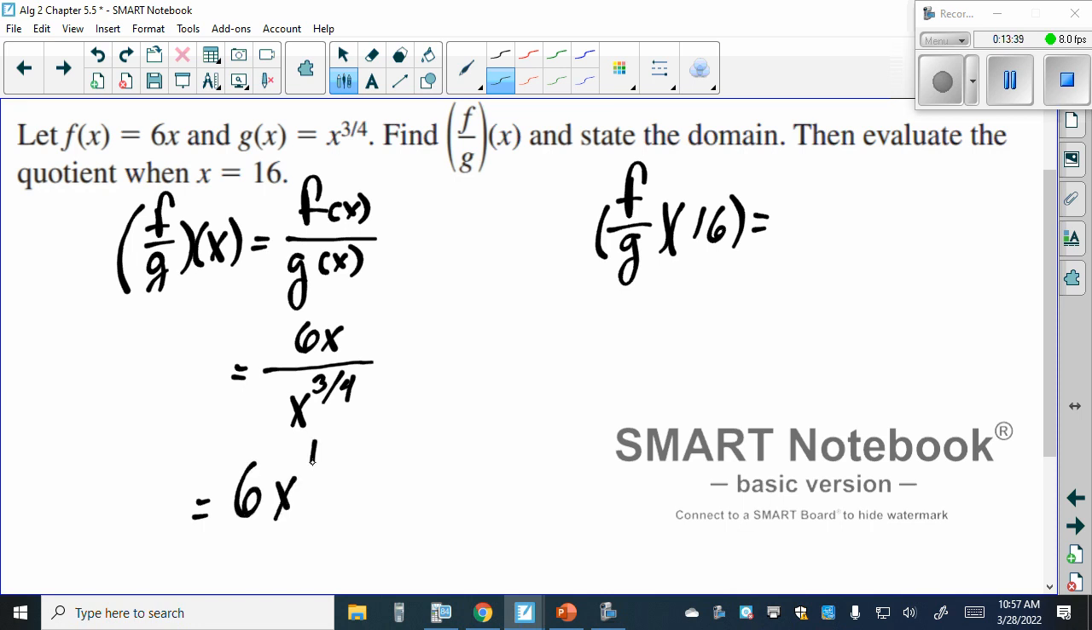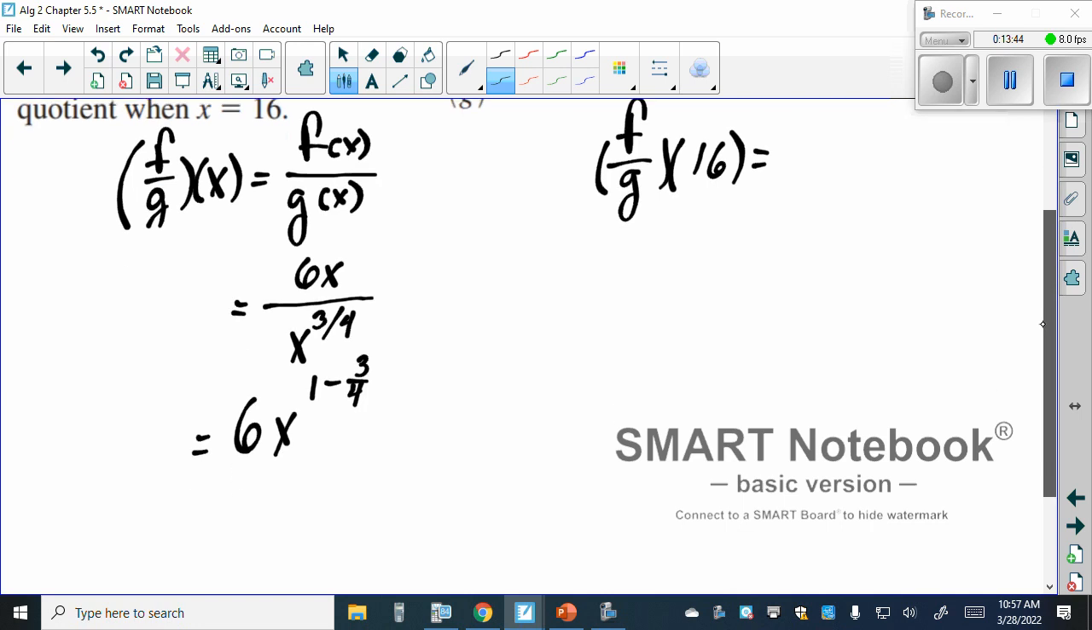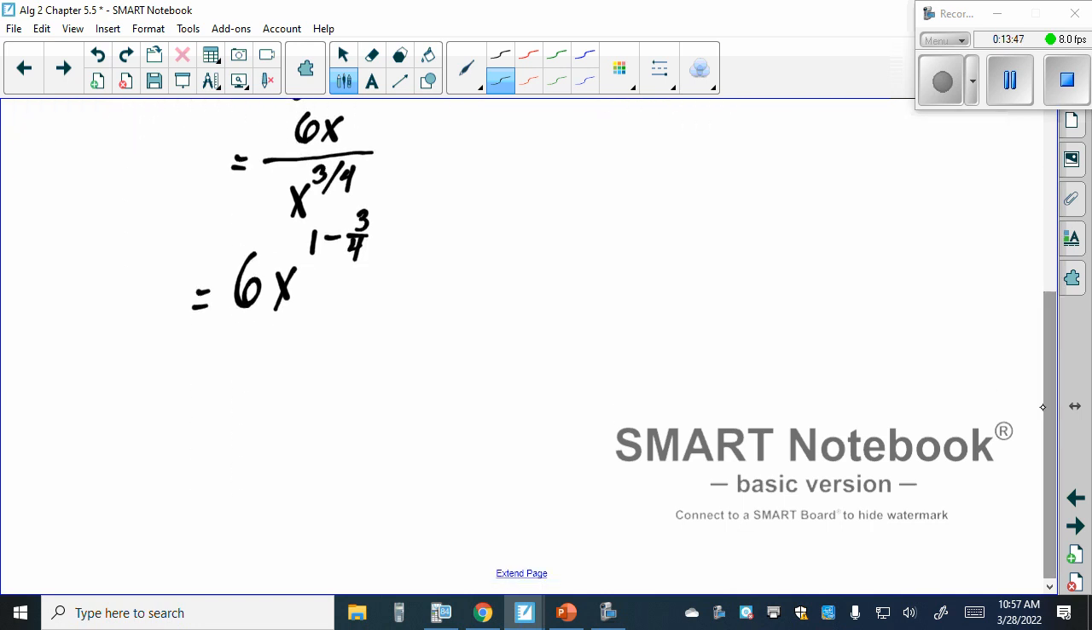But if we do subtract, we're going to do 1 minus 3/4. Now we can do exactly as we did on the previous one and rewrite 1 so that it has a denominator of 4 and then subtract. But I think we can do 1 minus 3/4 pretty easily, because 1 minus 3/4 is 1/4. And this here would be our f divided by g of x.